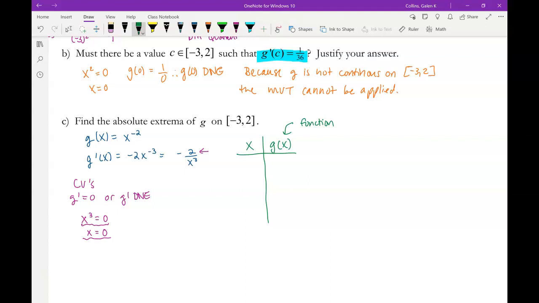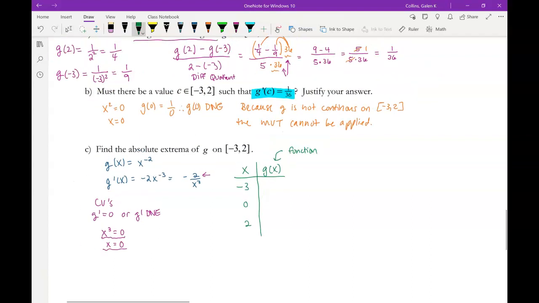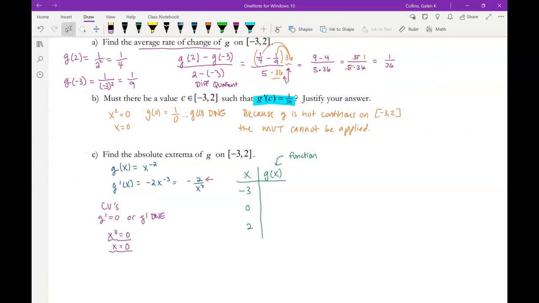So I already know I'm including the endpoints of my interval as well as my critical value, and we already found these values in part A. So we know g of -3 is 1/9, and g of 2 is 1/4, and g of 0 is undefined. So we could either write DNE for does not exist, or undefined, or non-existent. All of those things are synonymous. DNE is just short and easy to write.